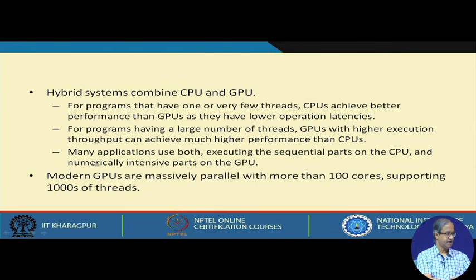So, as I said earlier, there are applications which may use both kinds of computing. The sequential parts can be running on the conventional CPU, and the numerically intensive parts, which are heavily multi-threaded, can run on GPUs. So, there are GPUs which can consist of up to 1000 cores. Here I am showing a typical figure, 100, and each of the cores can support multiple threads. So, a huge number of threads can be supported in parallel.